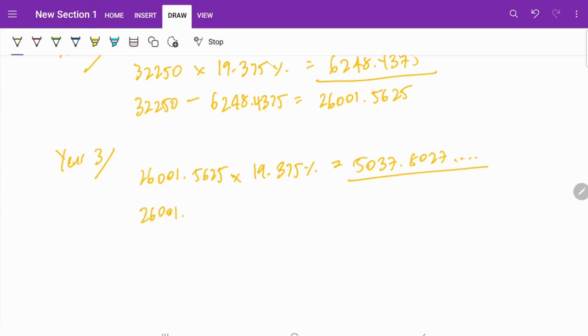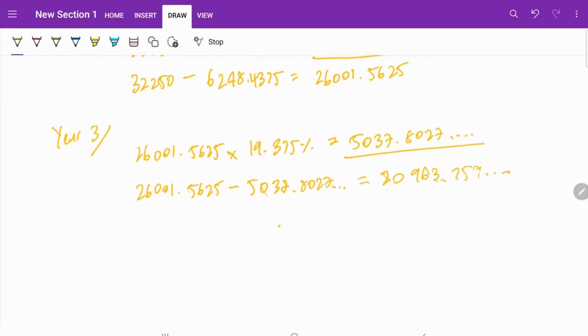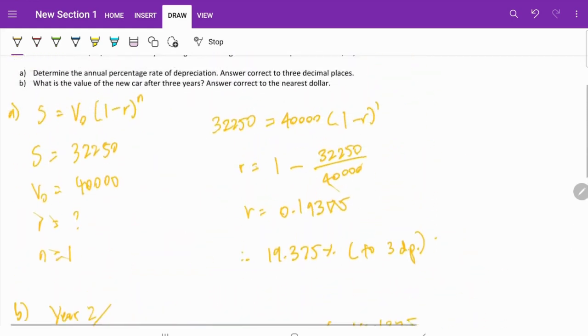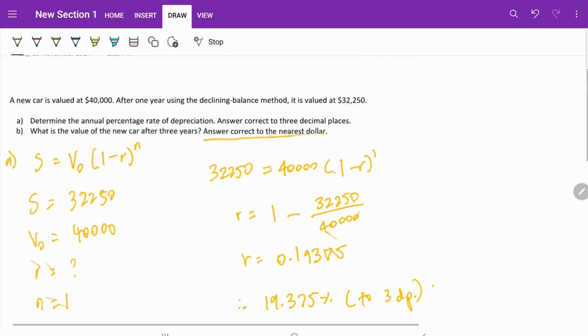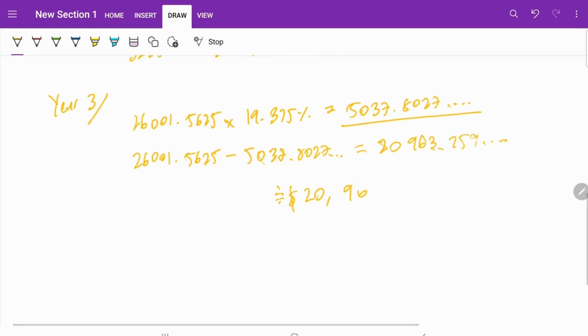And then we subtract it again from this figure here. So that minus 5037.8027... and that will give us roughly $20,963.79... and then if we just round that out to the nearest dollar, yep, so it asks correct to the nearest dollar, that would give us $20,964.